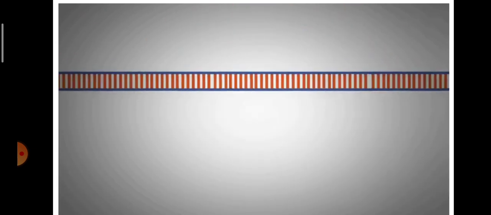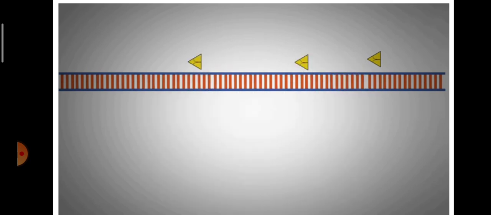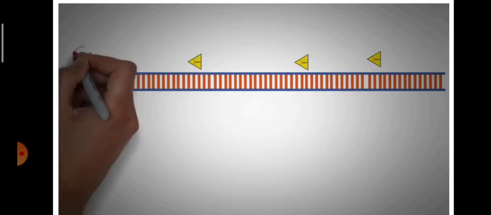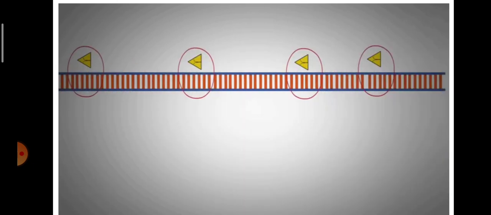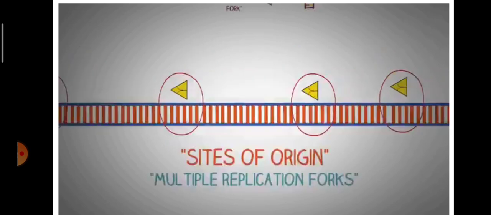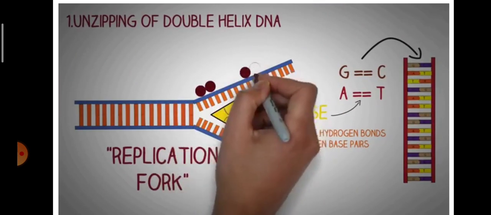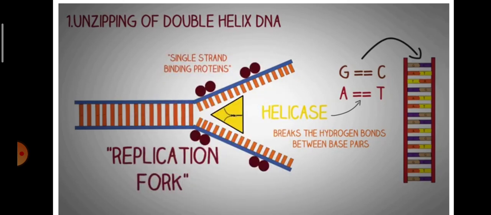Now, the process of unzipping of DNA involves the action of multiple helicase enzymes on different segments of DNA. These segments of DNA where the enzyme helicase acts are also known as the sites of origin. Since the helicase acts on the DNA at multiple sites, multiple replication forks are created upon which the process of DNA replication will proceed. To prevent the two separated strands of DNA from joining together, a special type of protein known as the single-stranded binding protein holds the two strands of the DNA apart.